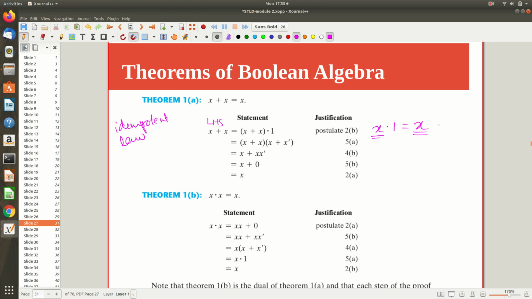So what is this? This is our identity law, right? Identity law is not a new theorem. This identity law is actually a basic requirement for switching algebra. Identity law should be true for any Boolean algebra, so that is why it is something very fundamental. We are directly using it to prove something new.